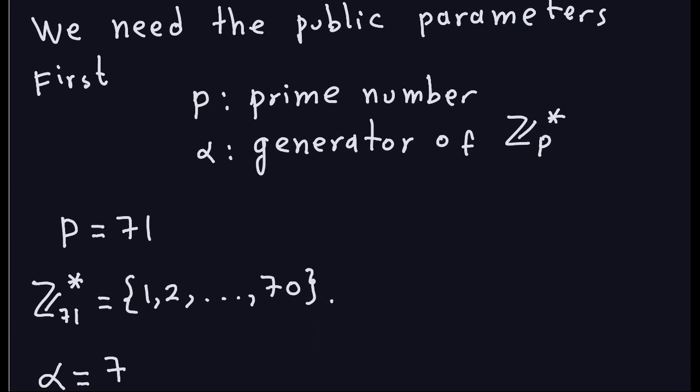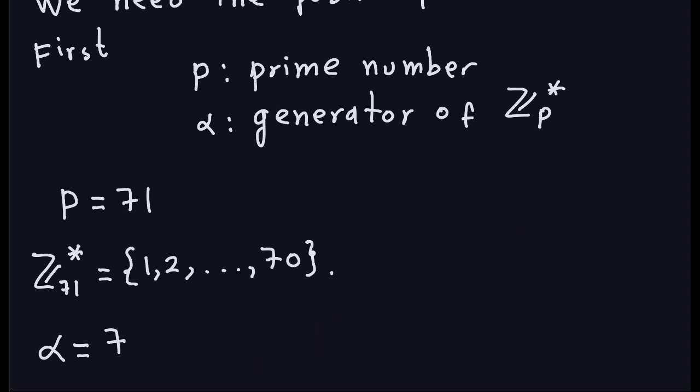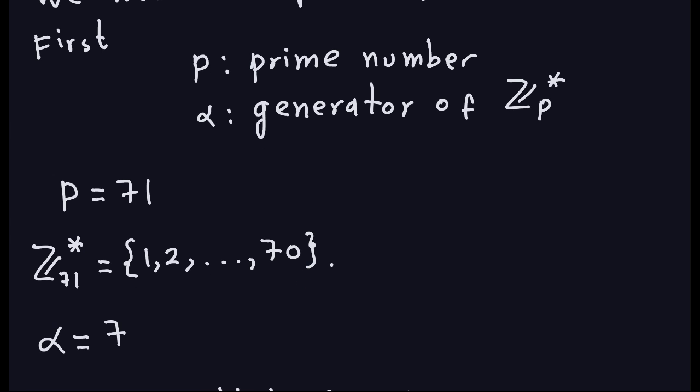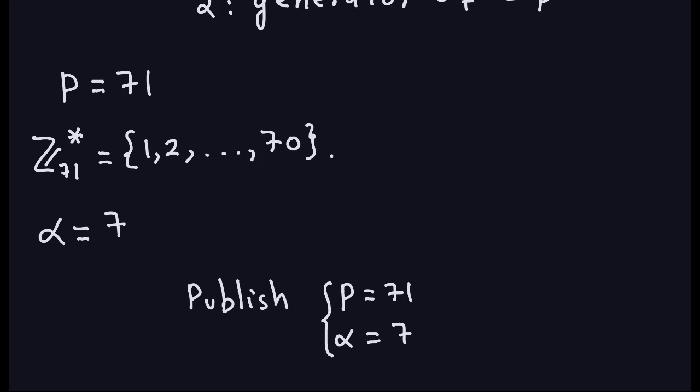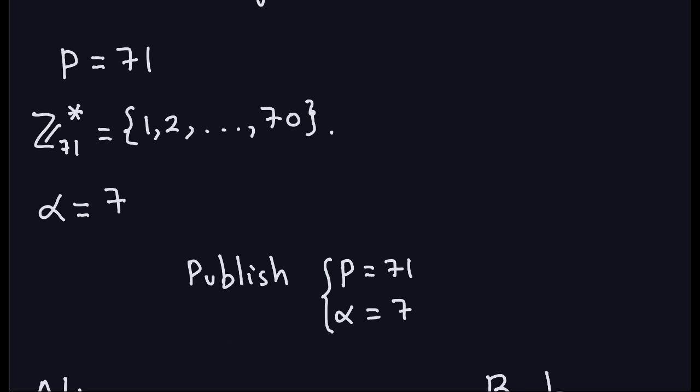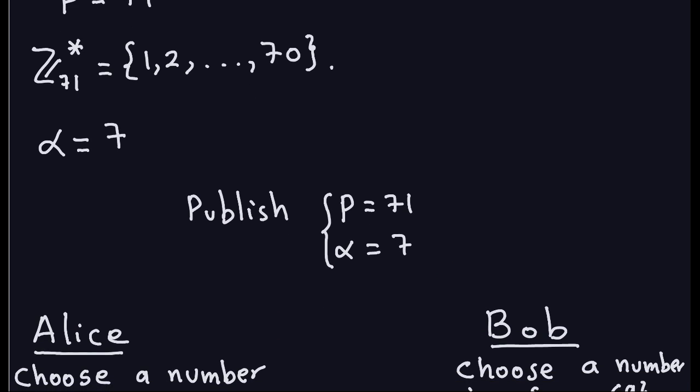All right, so let's say for this example that the public parameters here are the prime 71. The group Z71 star will be all the numbers from 1 to 70, 1 to p minus 1. And I'm choosing alpha here to be 7. Now 7 here is a generator of this group. In this case, we can double check that. So what we do is we publish those two numbers. We publish the prime p and the generator 7. So this is public, so everybody knows what these numbers are.